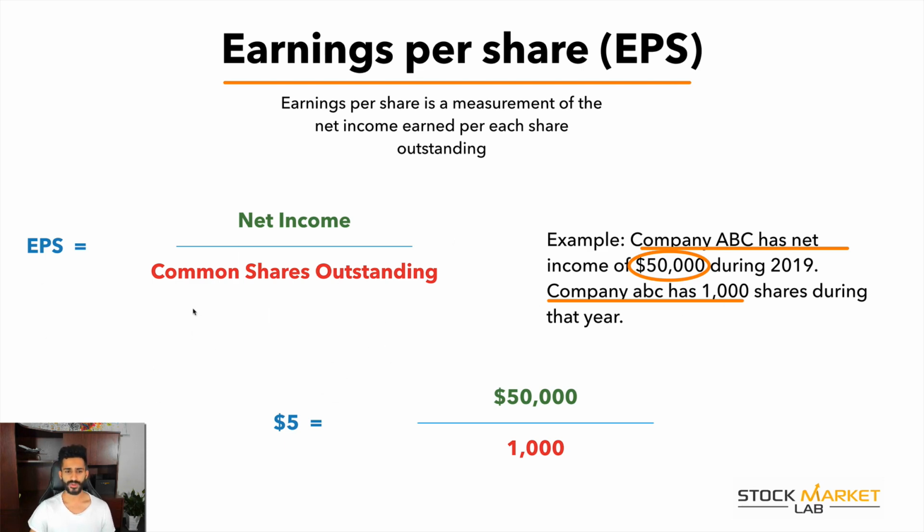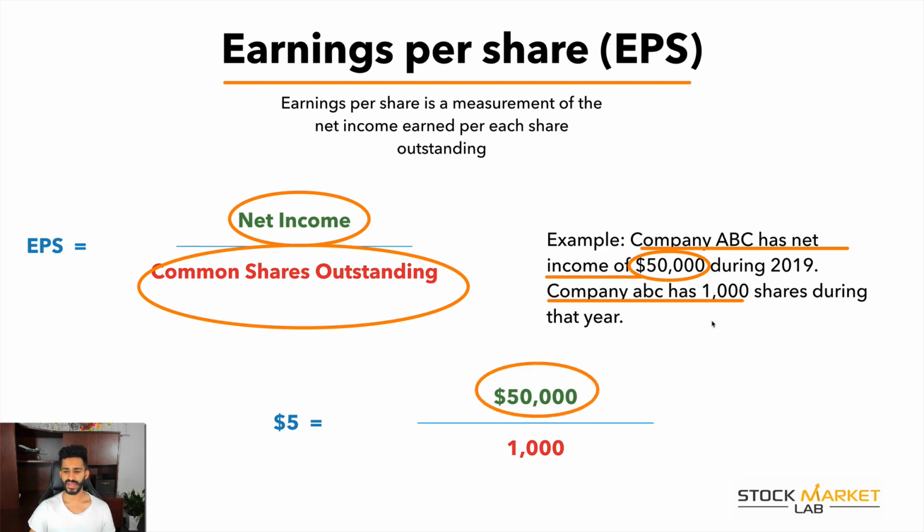Now, the way we get the formula is you divide net income by common shares outstanding. So basically, the company has made a net income of 50,000. So you take 50,000 and you divide it by the amount of shares the company had that year, which is 1,000. Once you do that, you get an EPS of 5. That means based on each share, the company earns $5 per share.